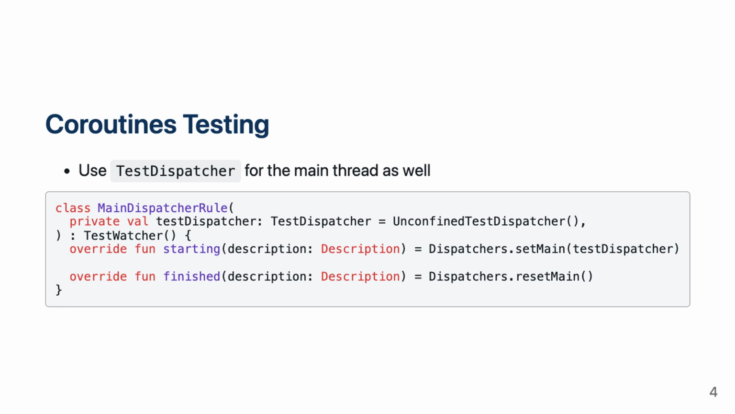This is so that virtual time can be manipulated within the coroutine scope of a run test. In the unconfined test dispatcher specified in this example, all delays are skipped and executed immediately. If you want to control virtual time in your tests, use the standard test dispatcher. By using this dispatcher, you can control virtual time using functions such as advance time by and advance until idle.